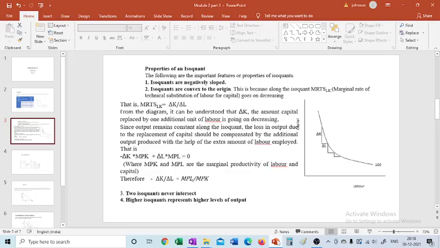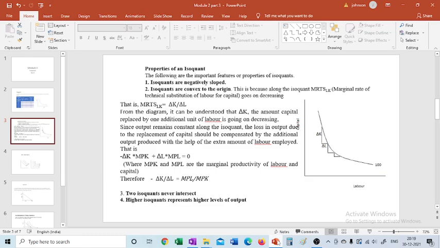See, when you employ an additional unit of labor and we are replacing a certain quantity of capital, because of the replacement of capital we are losing a certain quantity of output. And because of the employment of the additional unit of labor, we are able to contribute a certain quantity of output. These two must be the same. Otherwise, the total output may vary. But along the isoquant, the total output remains the same. So in this case, it is 100. Since it is 100, that should not vary.